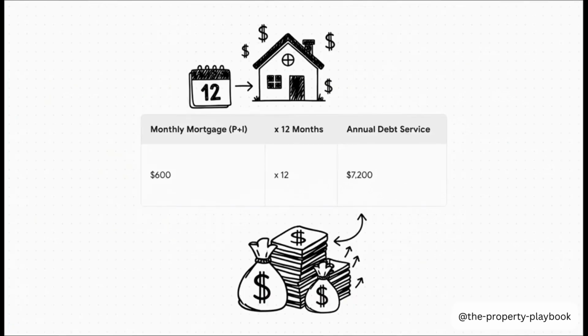Step 5 is your debt service. Now, that's just a fancy term for your annual mortgage payment. But, and this is key, it's only the principal and interest. Remember, we already counted taxes and insurance in our operating expenses. So let's say your P&I payment is $600 a month. Multiply that by 12, and your annual debt service is $7,200.